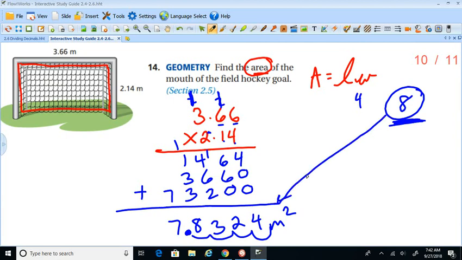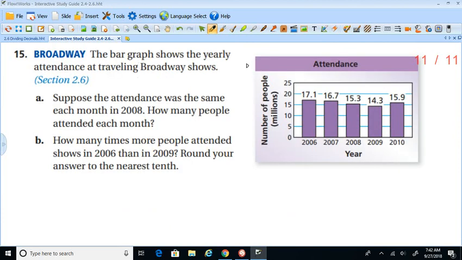Here's a bar graph. Letter A, suppose the attendance was the same each month in 2008, which is right here. How many people attended each month? Well, 15.3 million people. They came in each month about the same, so I can simply say 15.3 divided by 12.